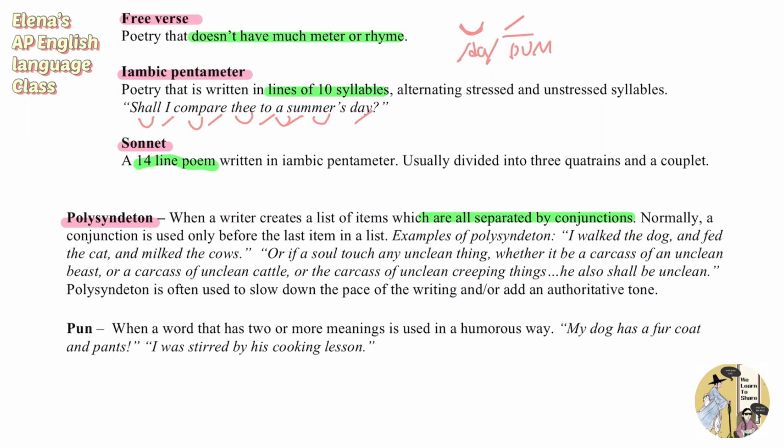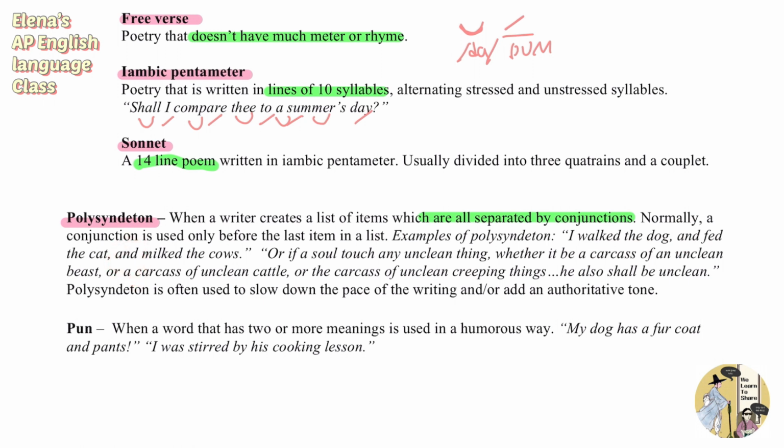So an example of polysyndeton would be, I walked the dog and fed the cats and milked the cows. Normally you would say, I walked the dog, comma, fed the cats, comma, and milked the cows. But in polysyndeton, because you're separating all the items by conjunctions, you would say, I walked the dog, and fed the cats, and milked the cows.